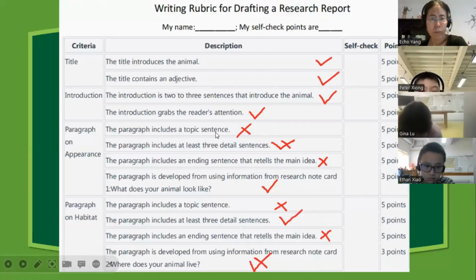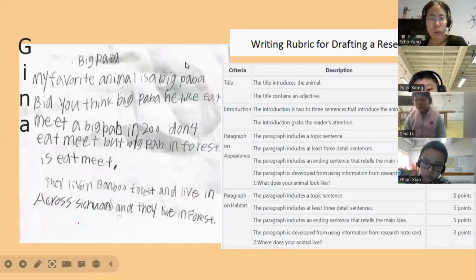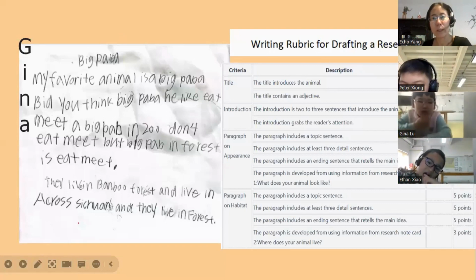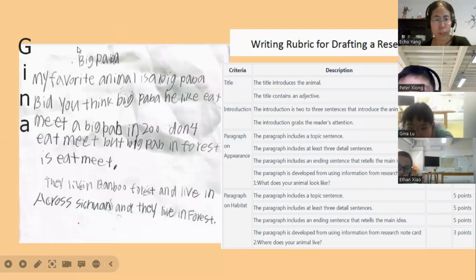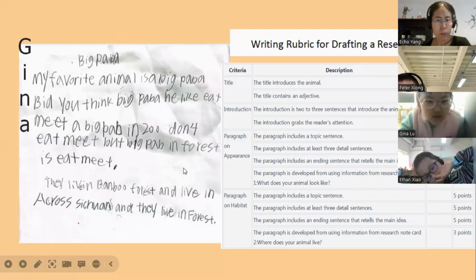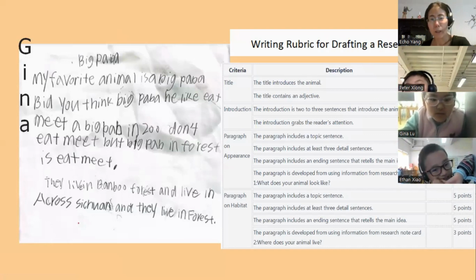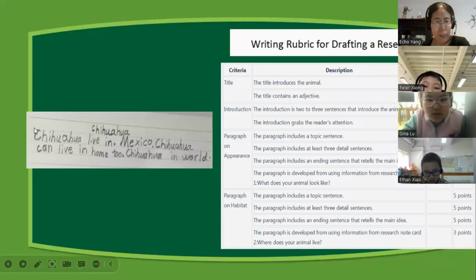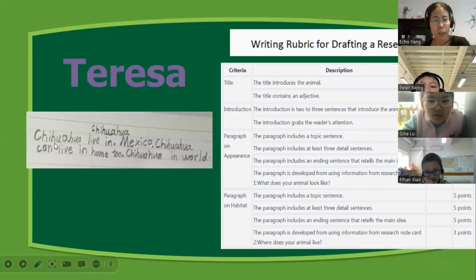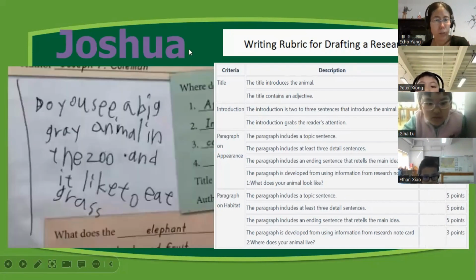And we also have Gina. So Gina, you need to improve according to the writing rubric. I already provided the writing rubric as a guide, so you can self-check whether you have met the criteria. So Gina, please improve. You write the introduction and part of the second and third paragraphs, but they don't contain enough detailed sentences. And please include the topic sentence and ending sentence. And this is written by Teresa. So please improve on the introduction and the paragraphs on appearance and on habitat. So this is from Joshua. Joshua is absent, so he needs to improve.